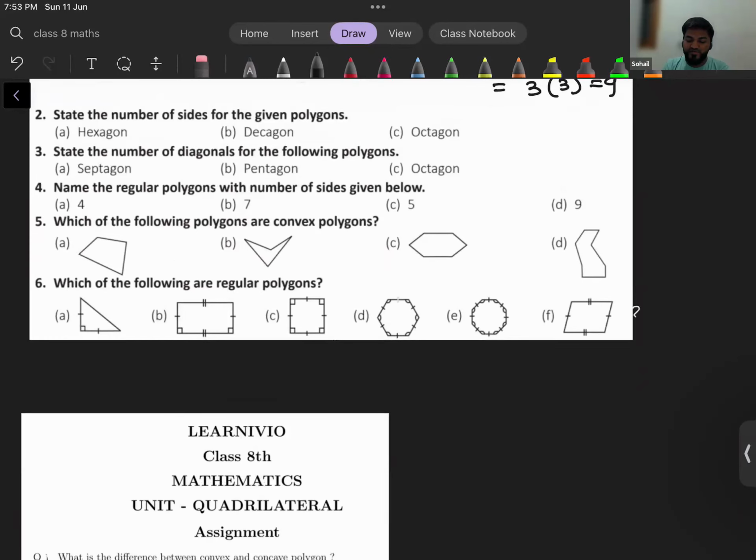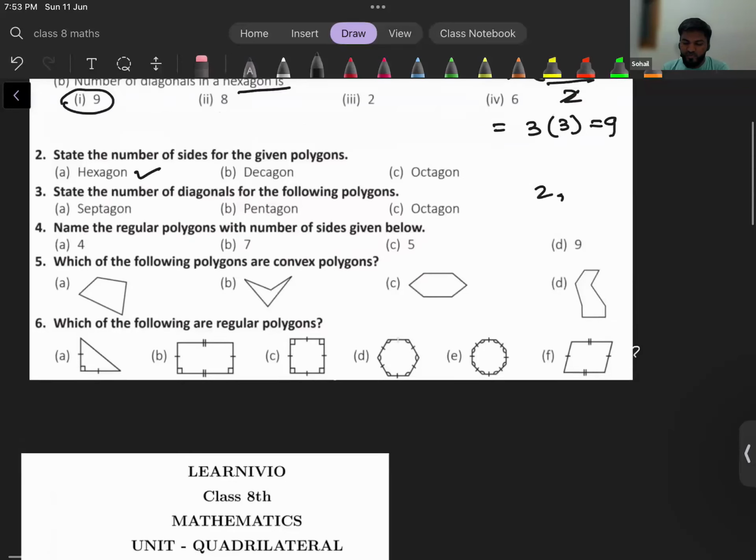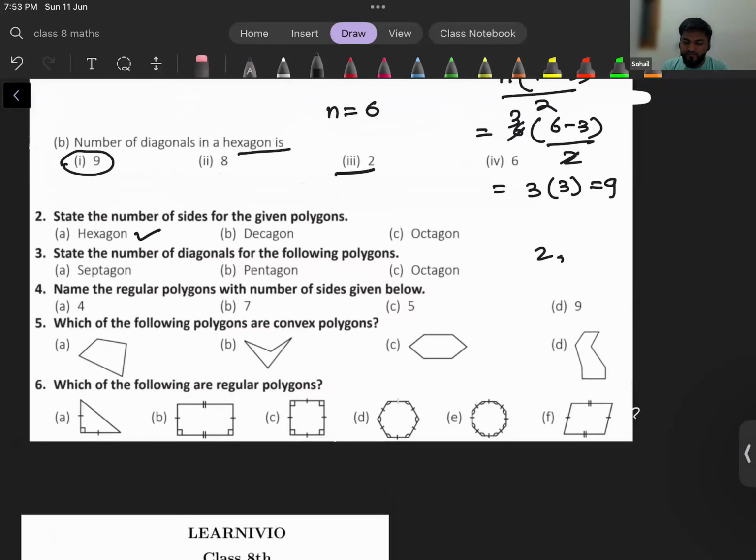Now, state the number of sides for the given polygons. Just quickly write the values in the chat box. Write 2 comma, then h equals how much, d equals how much, o equals how much, just in short. Write the answers of question number 2, 3, and 4 in the chat box. My first one was 2. Number of diagonals in a hexagon.